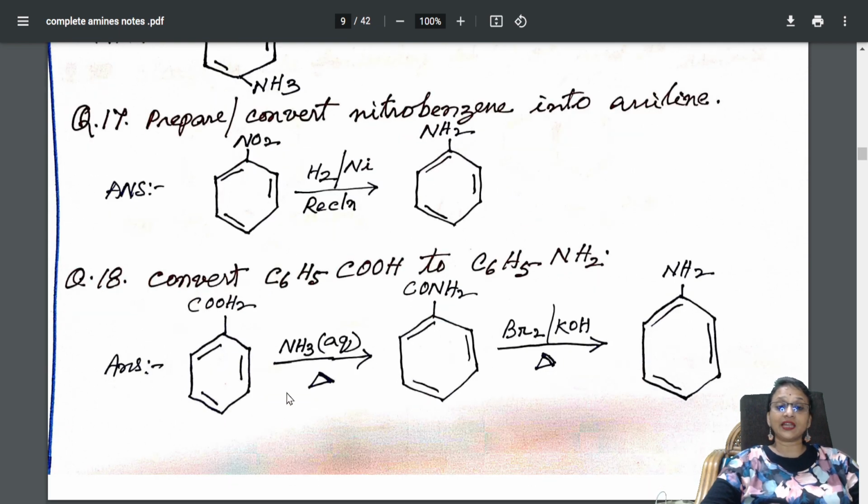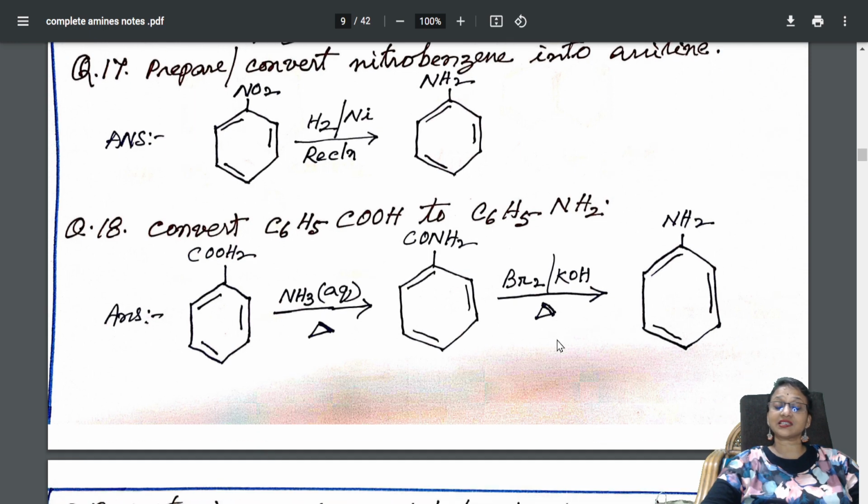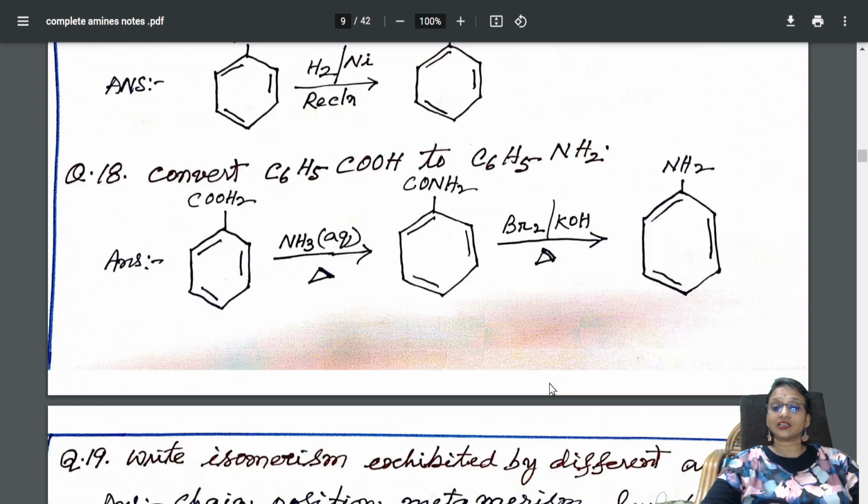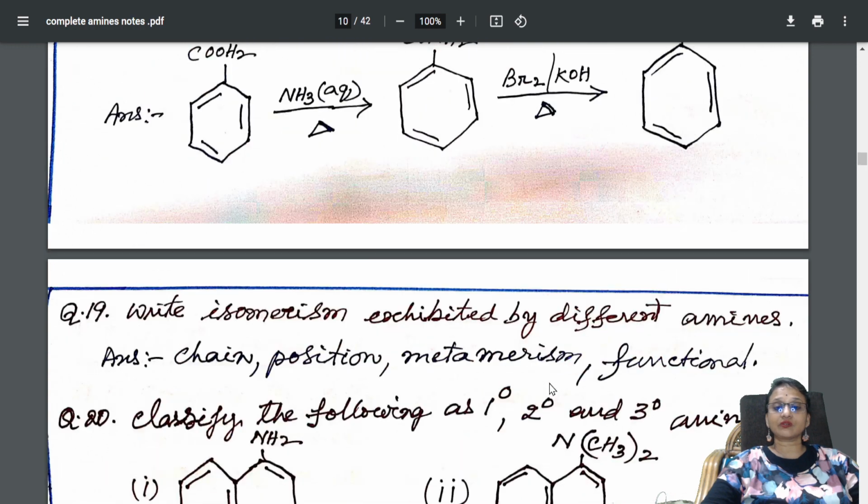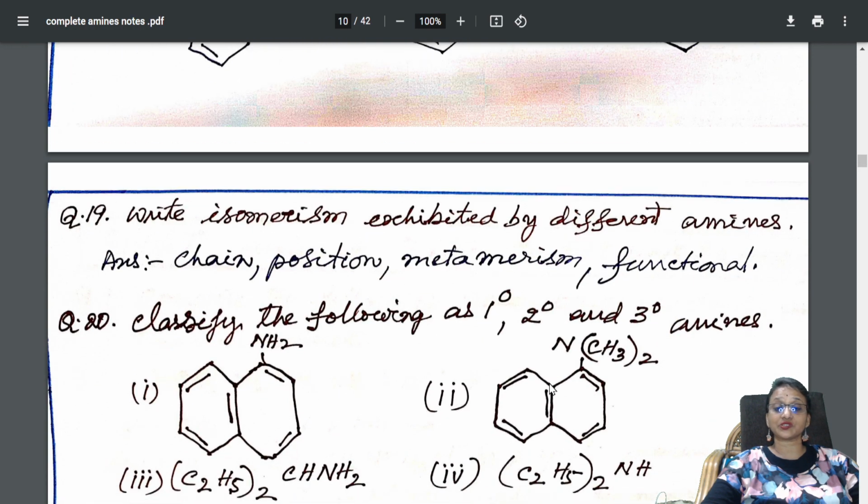Okay, first you will be adding ammonia. Then you will be using Hoffmann's bromamide degradation, where one carbon less aniline is prepared. Got it? Gradually, I took you into the question called isomerism.